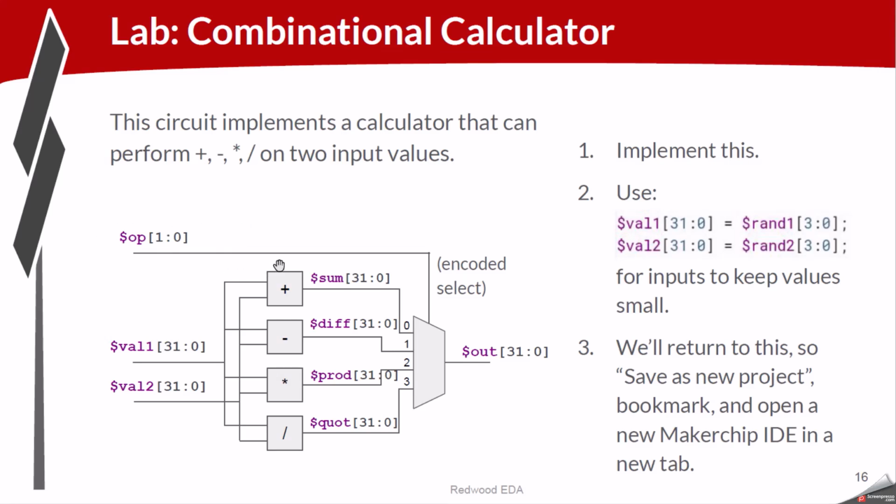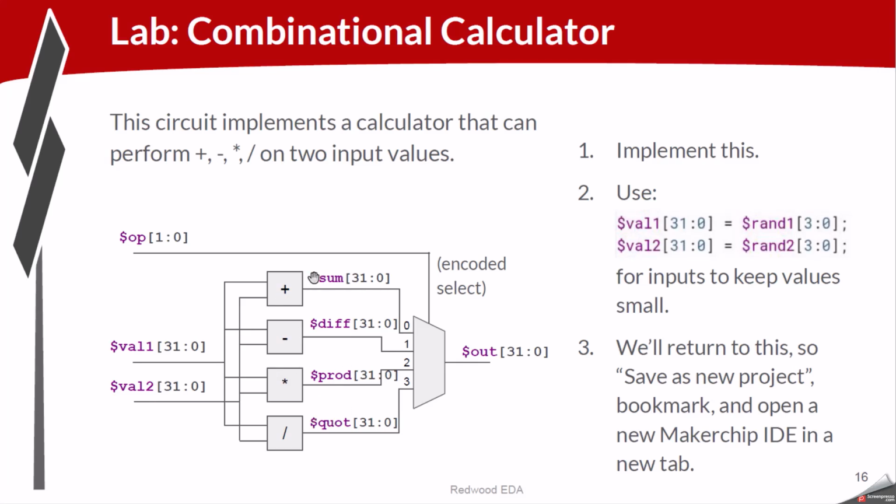All right, so now we're going to move on to something interesting and start to get into some real circuits that are doing, well, interesting things. So in this example, we're going to code up a simple calculator. Our calculator will be able to perform addition, subtraction, multiplication, and division on two input vectors that are 32 bits each. So this depicts our circuit that we're going to implement.